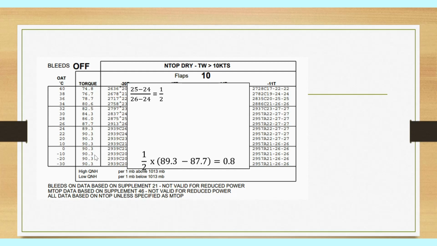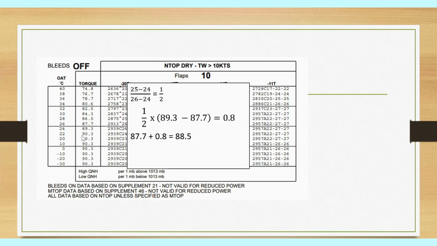Good. And then what you do, you're going to find the difference between the two known values corresponding to the 26 and 24 degrees, which are 89.3 and 87.7. And you're going to multiply what you got here, the half, by that difference, and you get here 0.8. Okay. And then what you can do with that 0.8 is very simple, because you can see that from 87.7 going downwards you are increasing, so you will add. So 87.7 plus 0.8, you're going to get 88.5. So which means that 88.5 is the torque corresponding to 25 degrees, right?